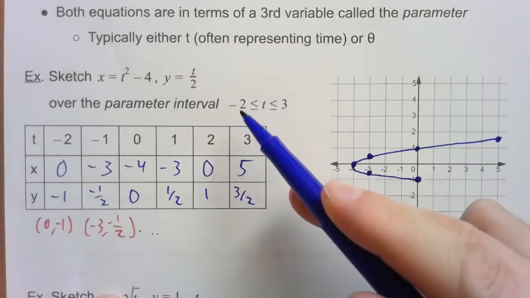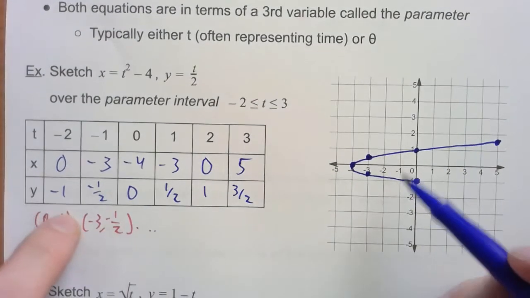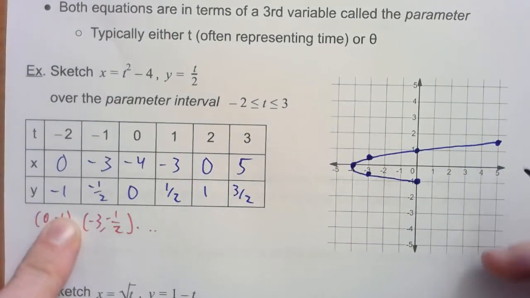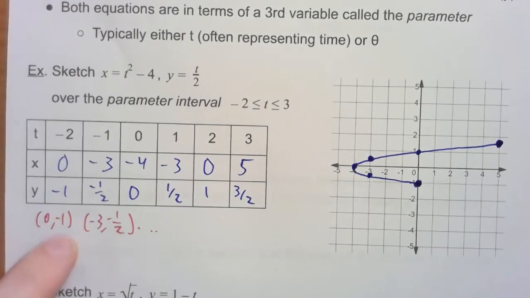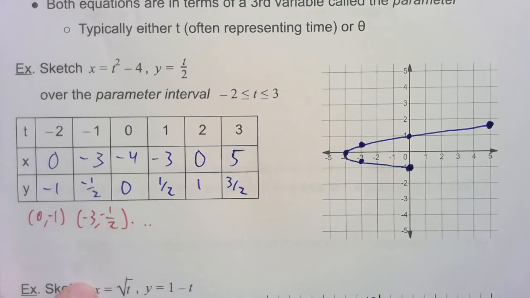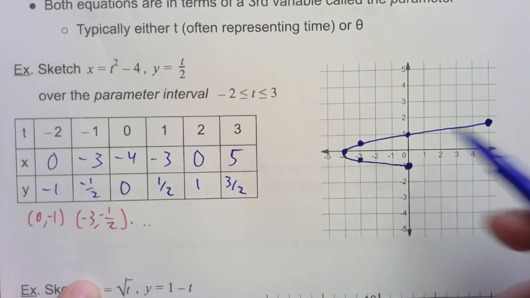Because it starts at this t-value, it starts at this point, and it stops at this t-value. It stops at this point. So we have a starting and a stopping point. This one's not continuing on forever. Now, the one thing with parametric equations, notice how I said that we have a starting and a stopping.